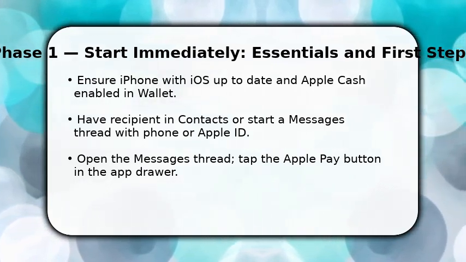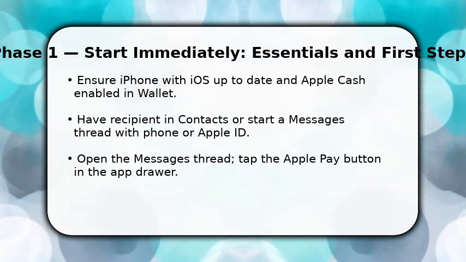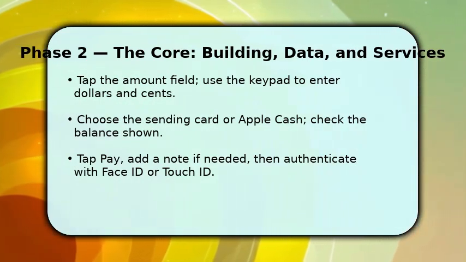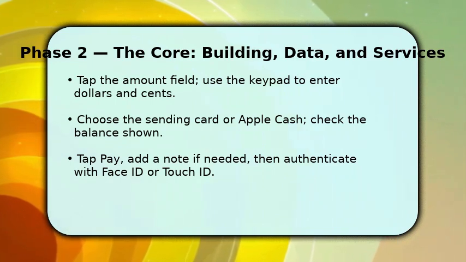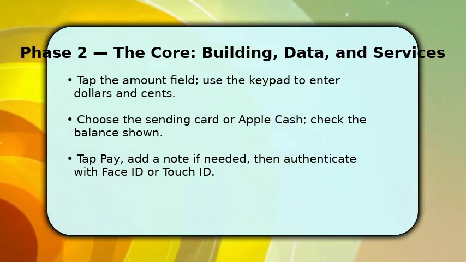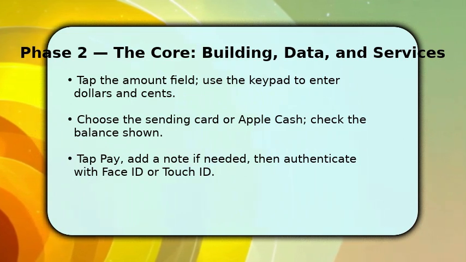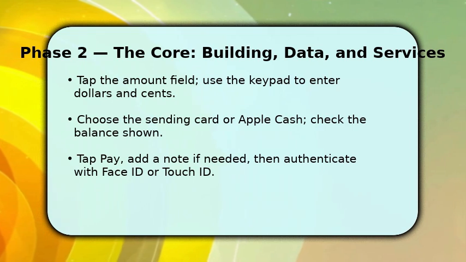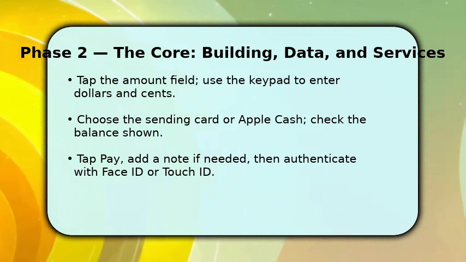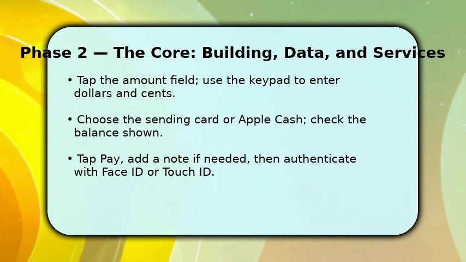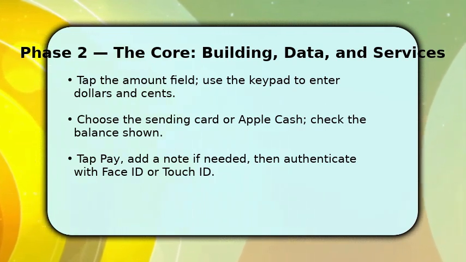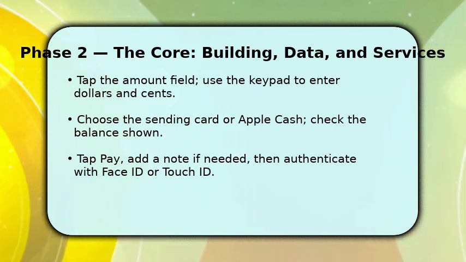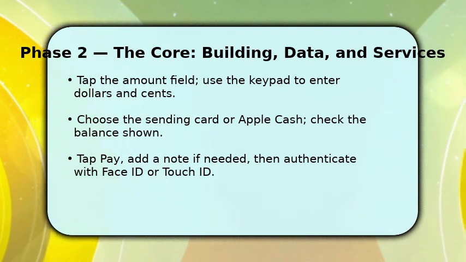Now enter the exact amount using the numeric keypad. You can include cents for precision. Make sure to pick the funding source, Apple Cash or a specific card, because that determines fees and limits. Once you tap Pay, you can add a short note for context, then authenticate with Face ID or Touch ID to authorize. After authentication, Messages will show a preview. Confirm it because this prevents accidental sends and ensures the payment posts to the intended card or balance.